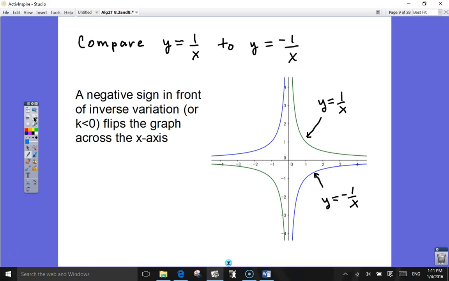So with all of that, now we can do what we've done before. We can shift these things around by adding and subtracting inside and after the function.